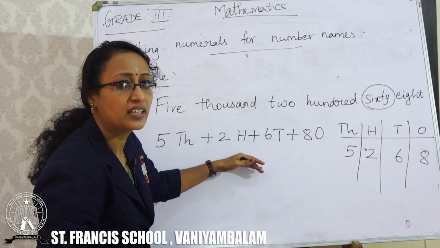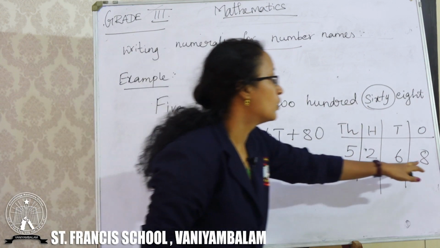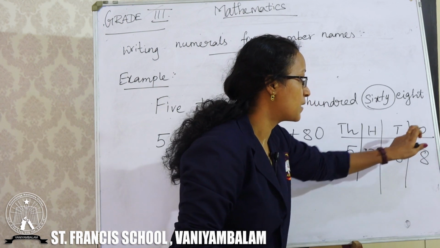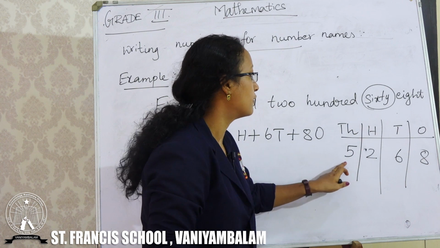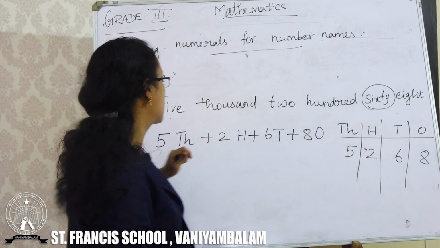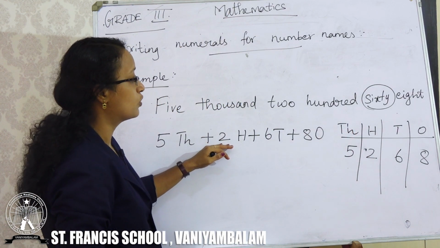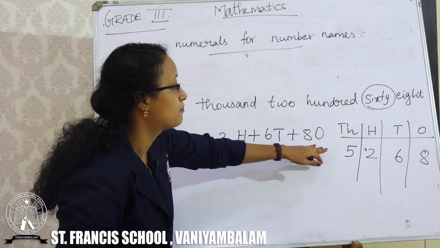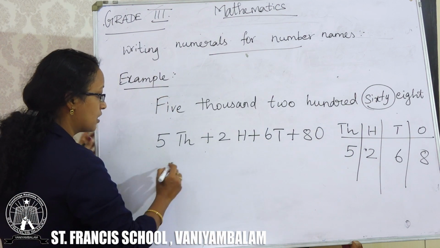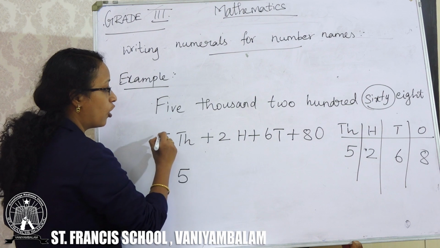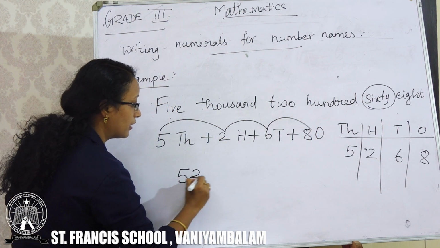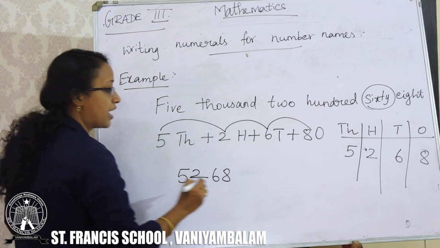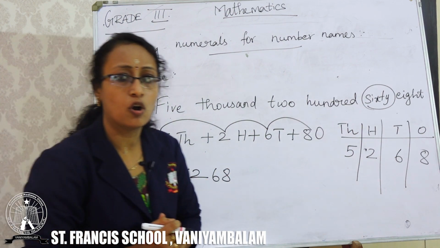5268. How can you write it in a place value chart? 8 is in ones place, 6 is in tens place, 2 is in hundreds place and 5 is in thousands place. So 5000 plus 200 plus 6 tens plus 8 ones. So you will join all the numbers together. So you can write it 5268. I think you got it.